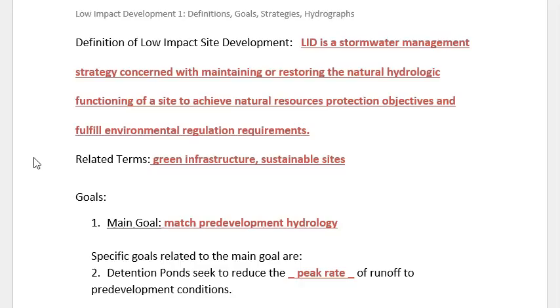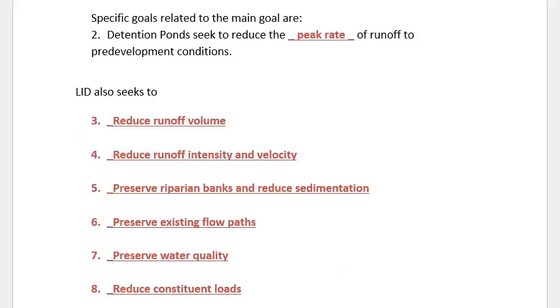So detention ponds seek to reduce the peak rate of runoff to pre-development conditions. So while it's raining and the storm water is running off, we're collecting water in that detention pond so it doesn't run off our site really fast, and so we can let it out after the storm at a lower rate. So under low impact development, and again, this is the law in most places, we also have to reduce the runoff volume to pre-development conditions. So we can't let any more run in. With detention pond, you can let more run out, but you just don't run out as fast as it would if you didn't detain it.